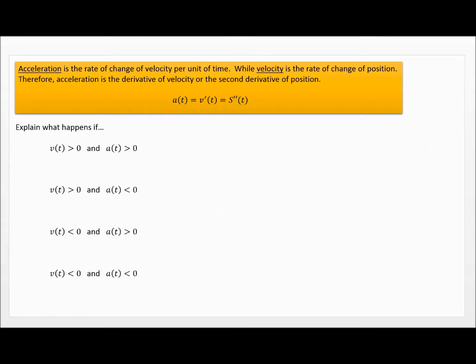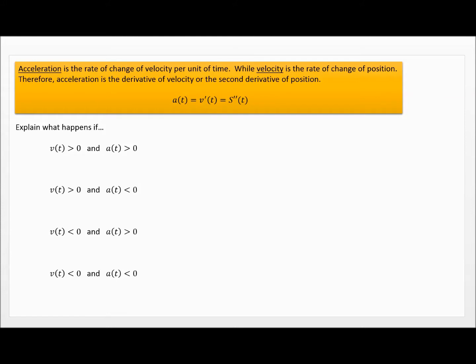So this is the final slide I have in the video. The acceleration at the top is the same definition I just went over. So acceleration is the derivative of velocity, and velocity is the derivative of the position function. So what that really means is acceleration is the second derivative of your position function.